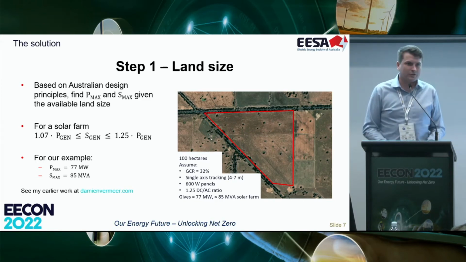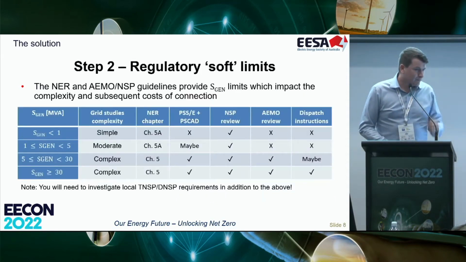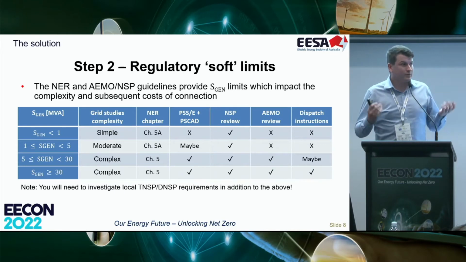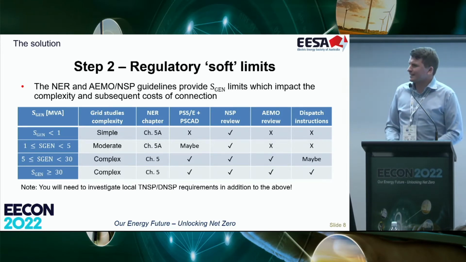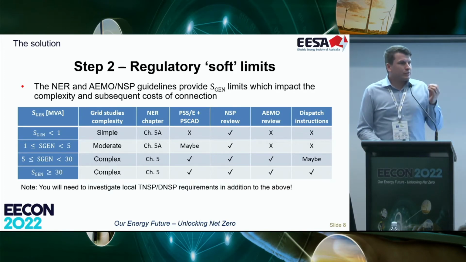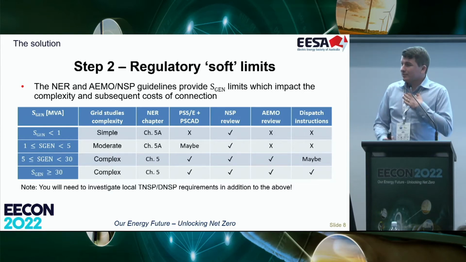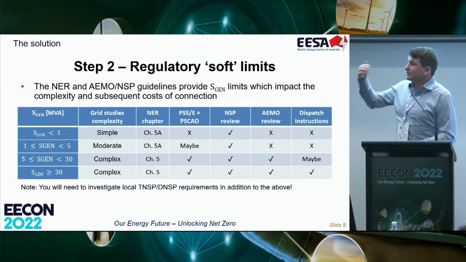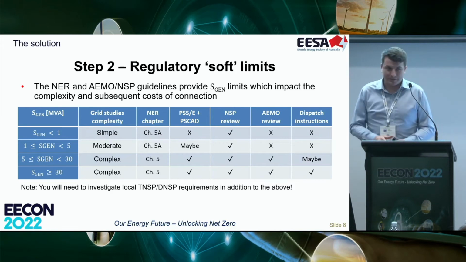Now we start to think about constraints. The first one for step 2 is regulatory soft limits, which sounds like a strange thing. A soft limit is a strange way to describe something like that. But in summary, these are certain points where me as a grid connection engineer starts to notice that the process becomes more complicated or more expensive.